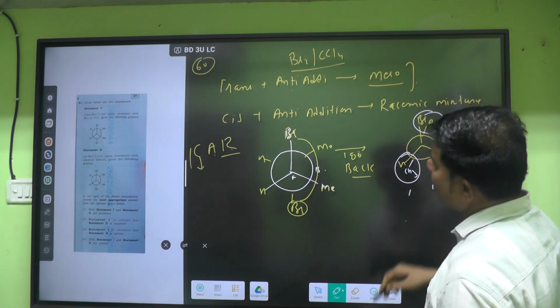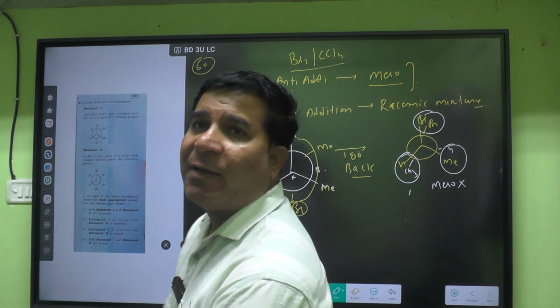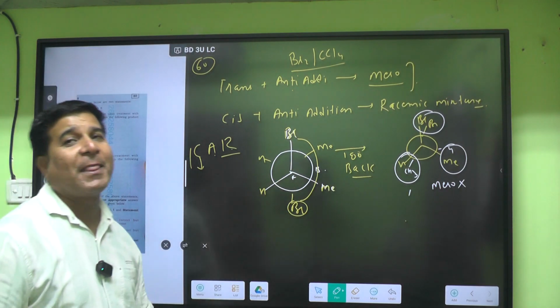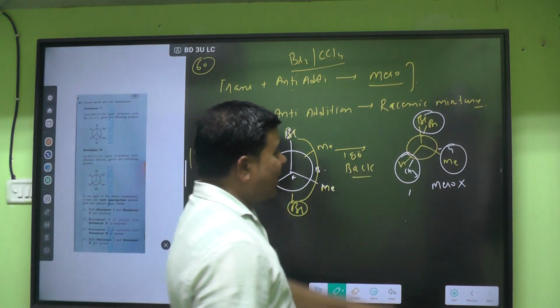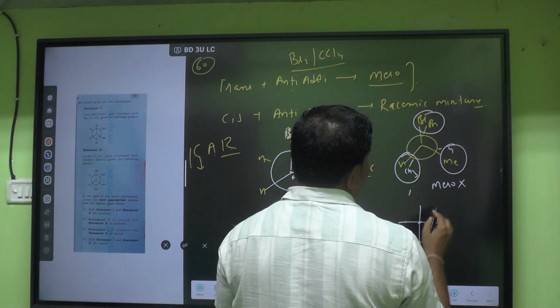The backside methyl group is present, methyl is present, Br and hydrogen are present. That means it is not a meso compound. Understood? Because what is here? How do we convert to the Fischer projection formula? Now, this front carbon, what is here? Br.